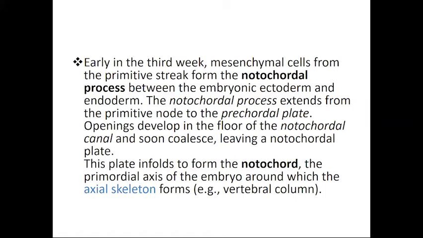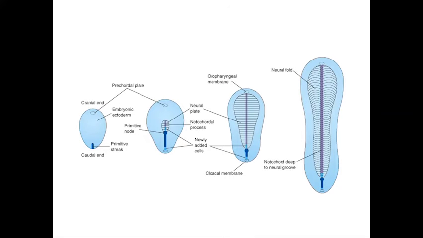Early in the third week, mesenchymal cells from the primitive streak form the notochordal process between the ectoderm and the endoderm. The notochordal process extends to the precordal plate, an opening develops in the floor and leaves the notochordal plate. Briefly, this is how the notochord forms, and it unfolds to form the notochord, which is basically the primordial axis of the embryo around which the axial skeleton forms. Then it is going to stimulate the formation of the central nervous system.